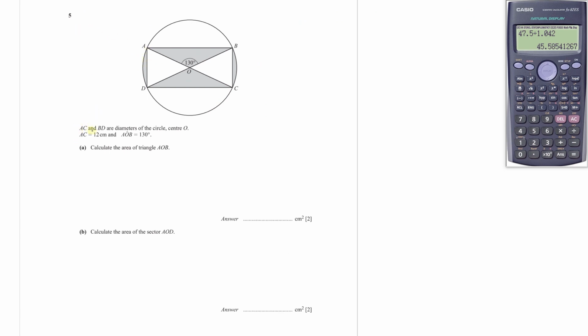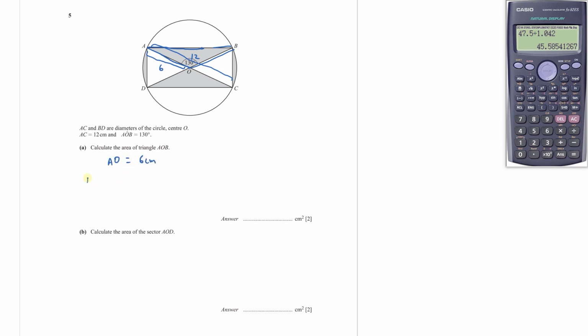Question 5: AC and BD are the diameters of a circle with center O. AC is 12 centimeters and angle AOB is 130 degrees. Calculate the area of triangle AOB. So AC is 12, which is the diameter, and this is the triangle for which we need to calculate the area. This length is 12, so the radius of this circle will be half. So AO is 6 centimeters.